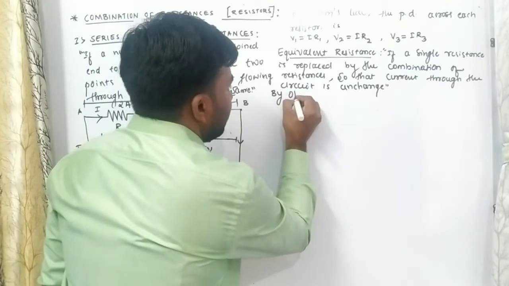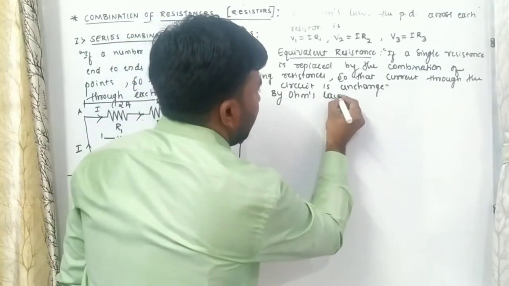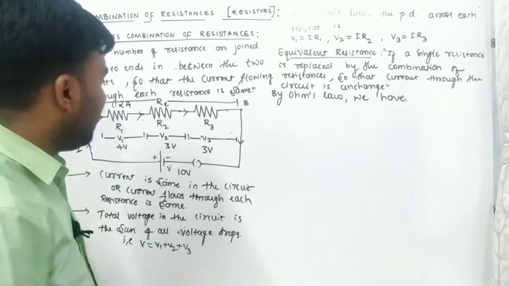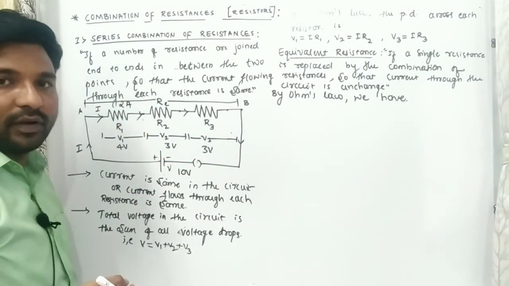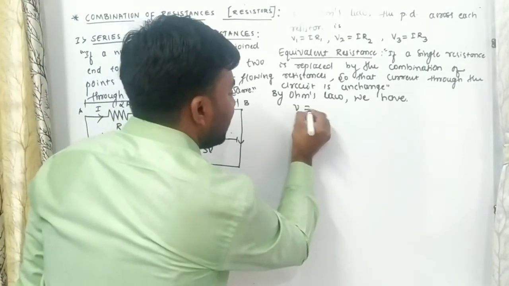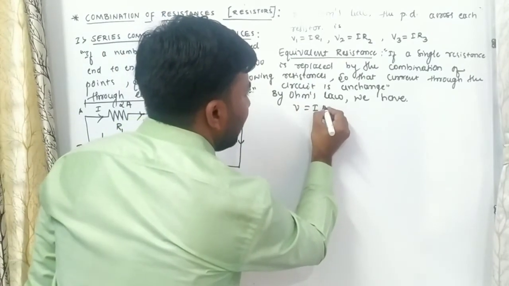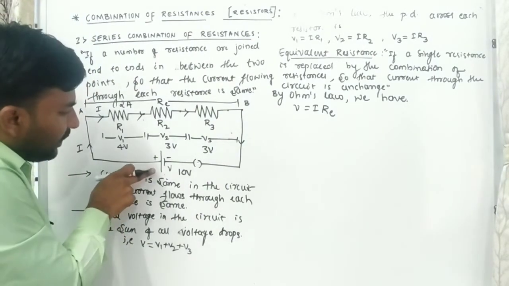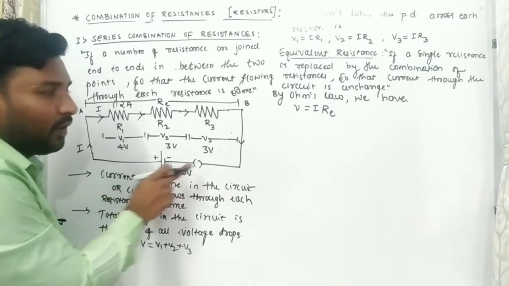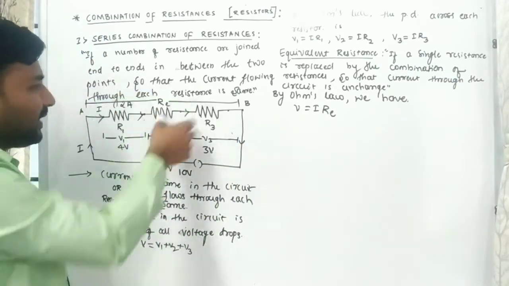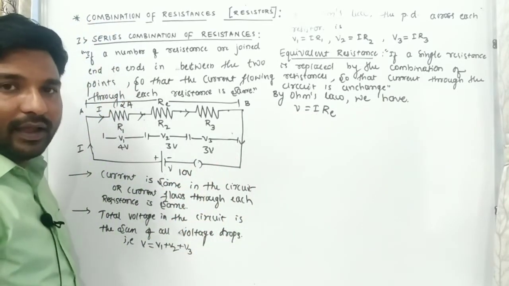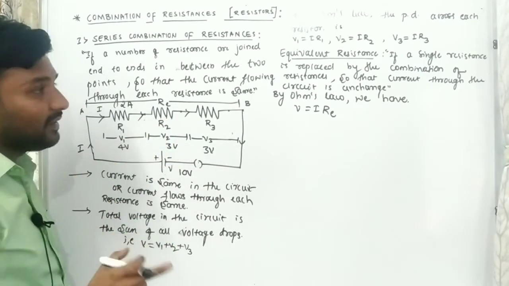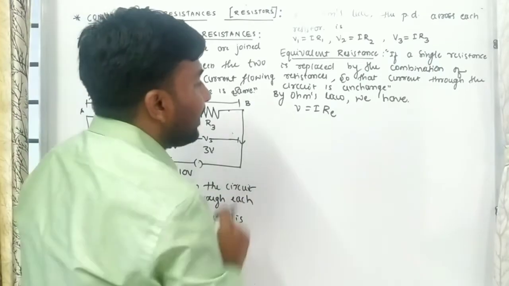By Ohm's law, we have, now apply Ohm's law to the whole circuit. I can write V is equal to I into RE. Why? Because for the whole circuit we have the potential difference V, so I have taken V. For the whole circuit, what is the current? Current is I. We have replaced all these 3 resistors with a single resistance, that is equivalent resistance. So I have taken here RE.